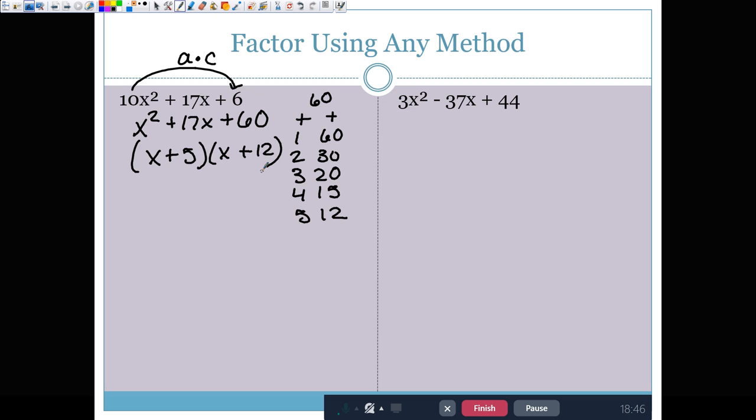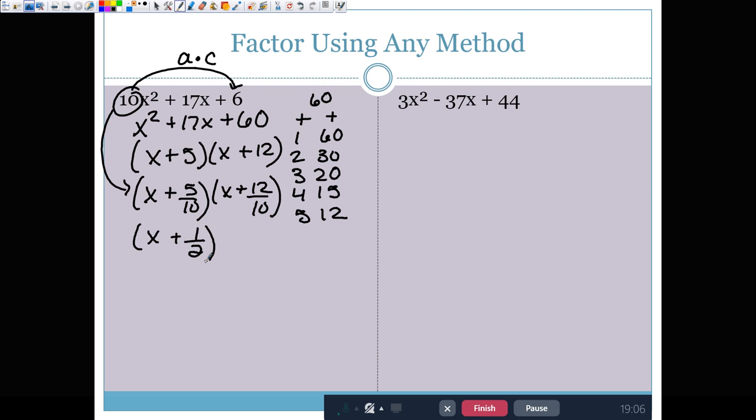Then I'm going to take my original a and make it my denominator. So I'm going to have x plus 5 over 10 and x plus 12 over 10. Then I'm going to reduce. What does 5 over 10 reduce to? 1/2. And what is 12 over 10 reduced to?